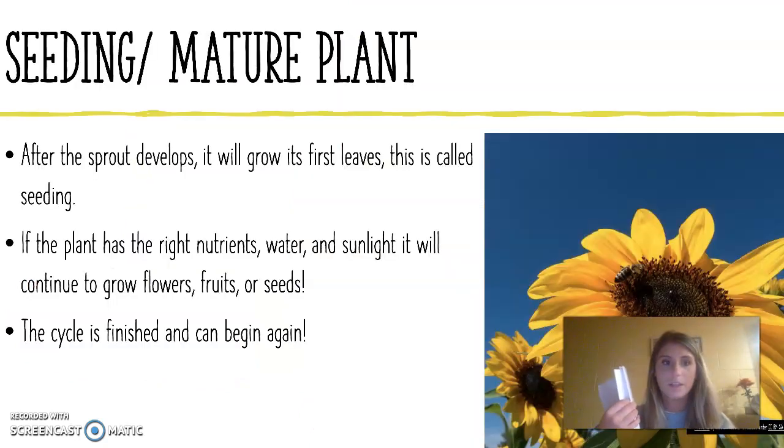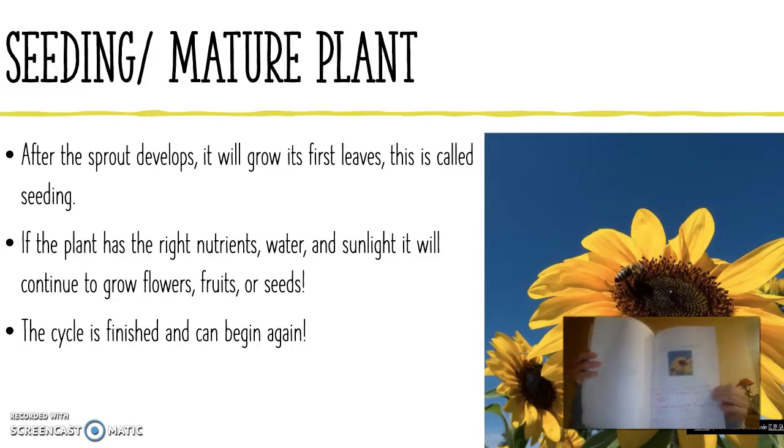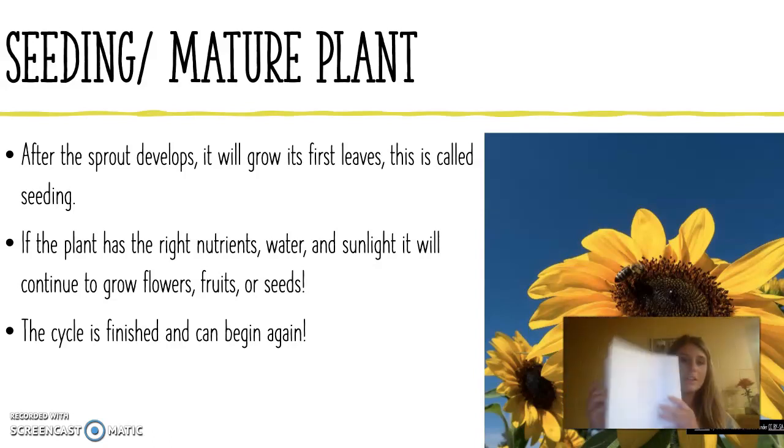And then we'd talk about the last stage, seeding and mature plant, and talk about what that is. And they would also write on that page their information from the PowerPoint. And we talk about how after a sprout develops, it grows leaves. This is called seeding. And then talk about how it has to have the right nutrients and water and sunlight, and that it can continue to grow flowers, fruits, and seeds. Then the life cycle is finished and it can start again.